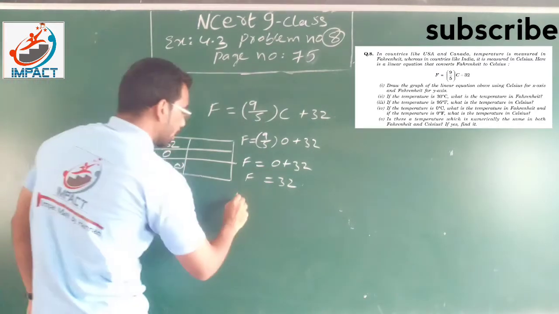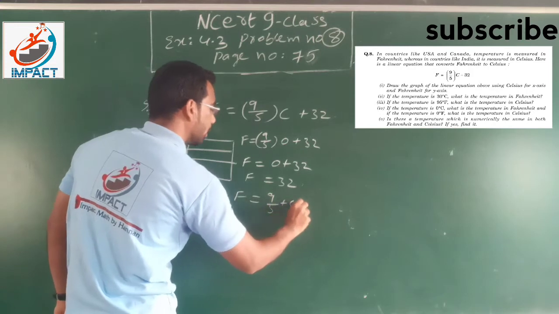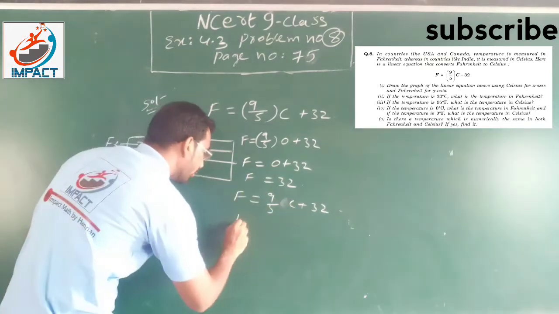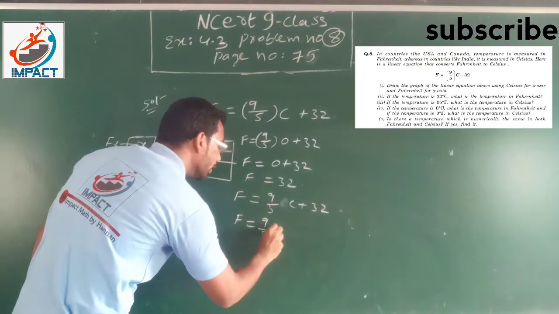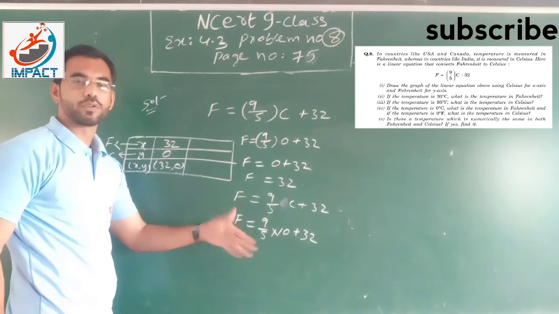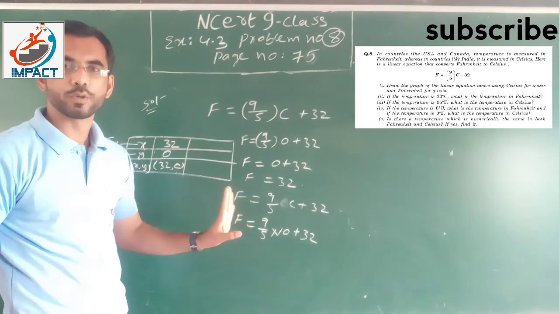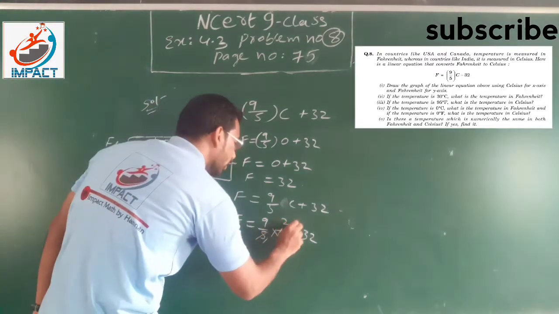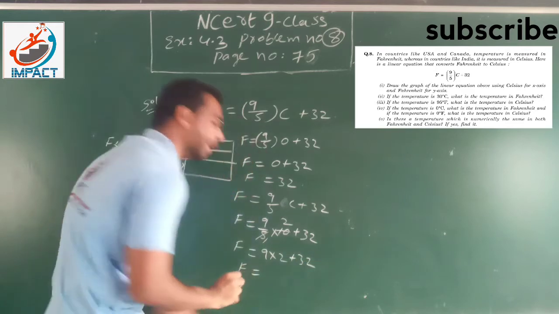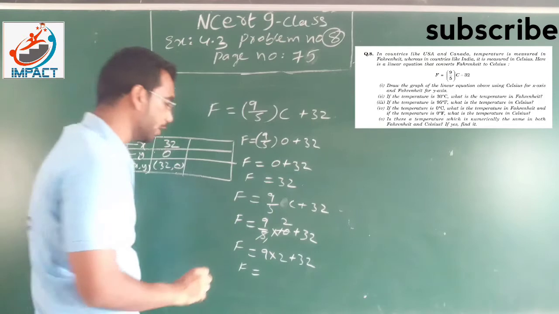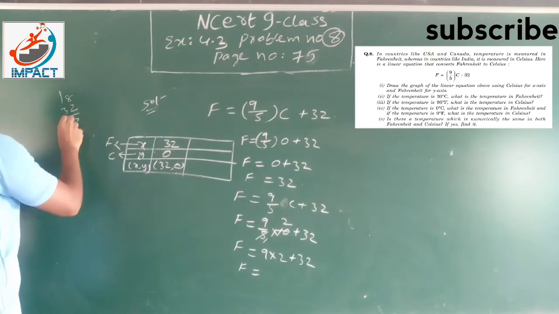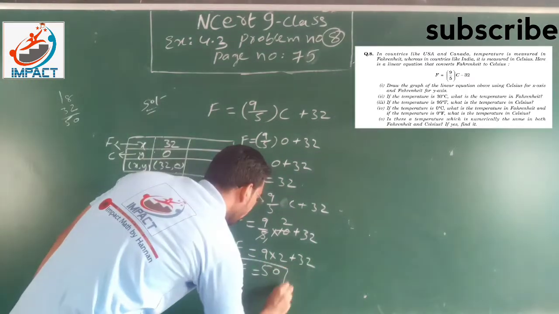Next, we will put F is equal to 9 by 5 into C plus 32. Now we will put at the place of C, 10. F is equal to 9 by 5 into 10 plus 32. You can put 5, 10, 15, 20, whatever you want, no problem. 5 into 10 is 2, so F is equal to 9 into 2 plus 32. 9 twos are 18. 18 plus 32 is 50. So F is equal to 50.